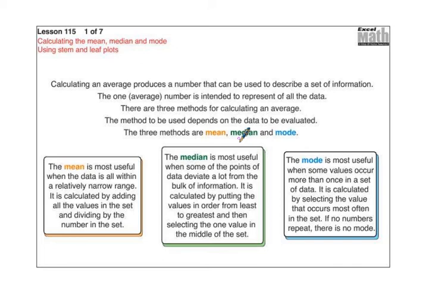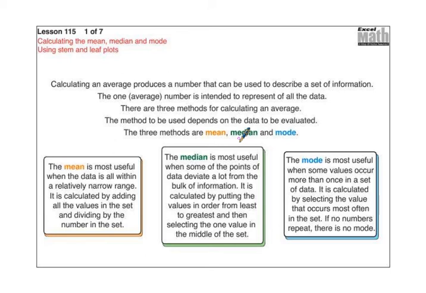I'm going to read this part to you just to cut to the chase. Calculating an average produces a number that can be used to describe a set of information. The one average number is intended to represent all the data. I think they have a wrong word in there. There are three methods for calculating an average. The method to be used depends on the data to be evaluated. The three methods are mean, median, and mode.